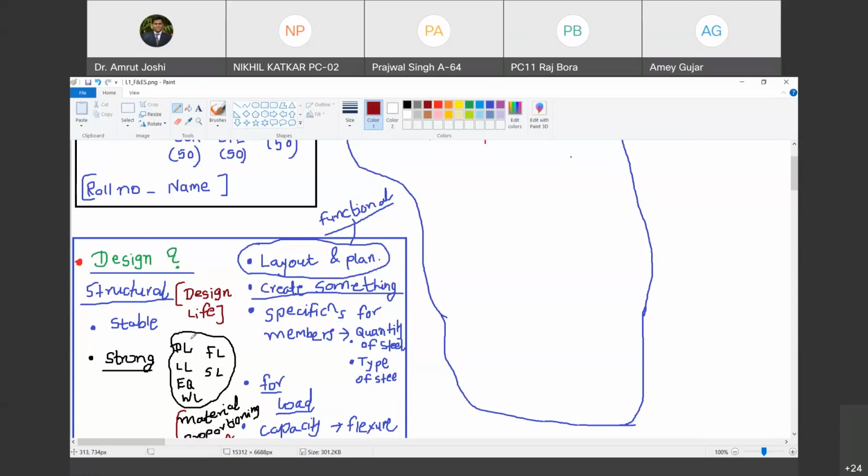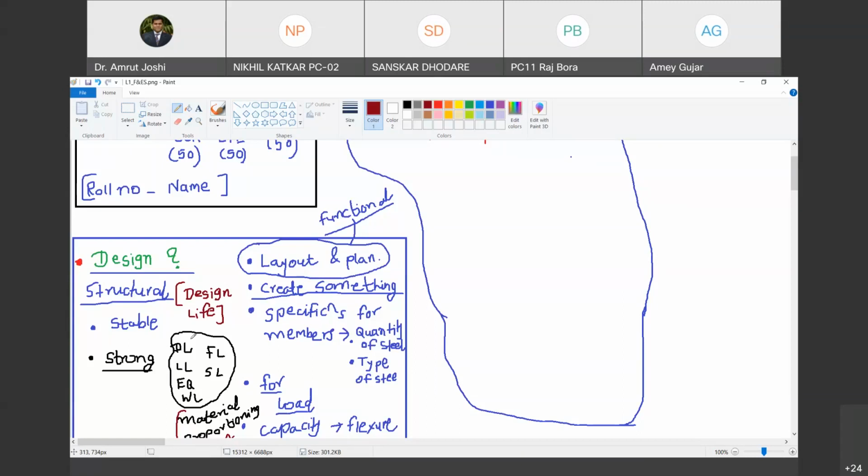Can you answer this question? Which of the structures would have to sustain a severe earthquake compared to the other: the one designed for 100 years or the one designed for 50 years? Yes, 100 years. So as your design lifespan increases, the likelihood of uncertain events and their severity also increases.